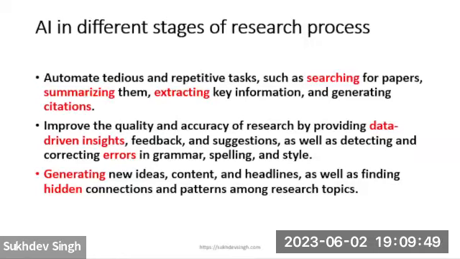You can improve the quality and accuracy of your research by getting data-driven insight, feedback, and suggestions, as well as detecting and correcting errors while you're writing, in terms of grammar, spelling and style of writing. AI also helps in generating new ideas, and often you can create content with the help of AI, and you can have headlines for your publications, as well as find hidden connections and patterns among the research topics.